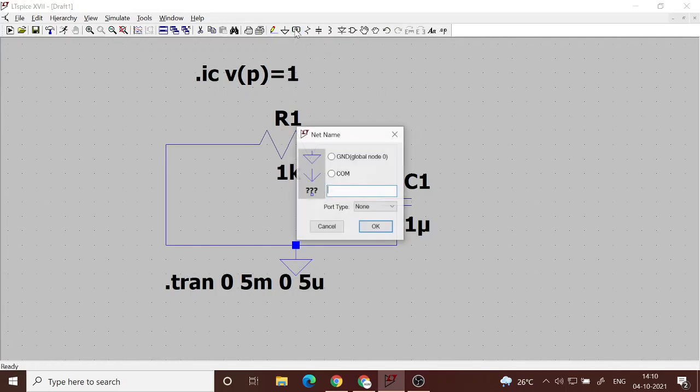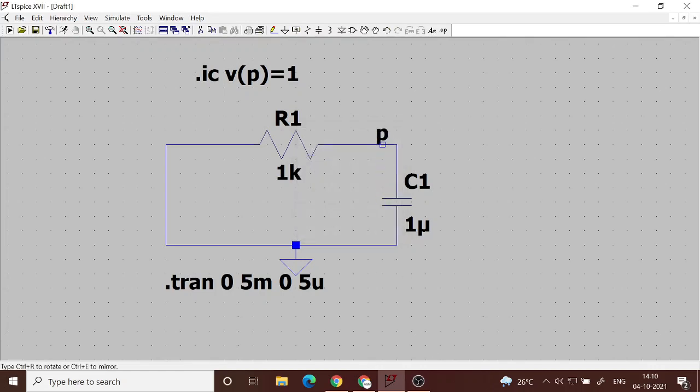Now I have not specified what P is, so let me just specify that. Take a label and put it as the voltage across the capacitor, because the other side is grounded, so it is the voltage on the capacitor. When I specify the voltage at point P at time t equal to 0, I am specifying the initial voltage on the capacitor.